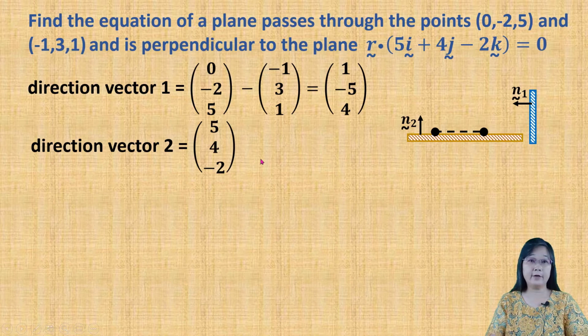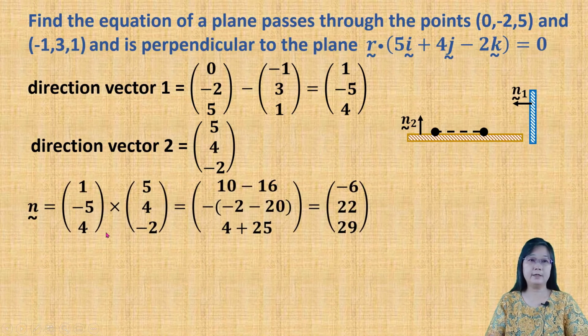So now I can find the normal vector, that is I multiply the two direction vectors. The vector product of these two direction vectors is -6, 22, and 29. So this is the normal vector that we are going to use. Now I have the position vector and I have the normal vector, so I'm going to find the vector equation of the plane.